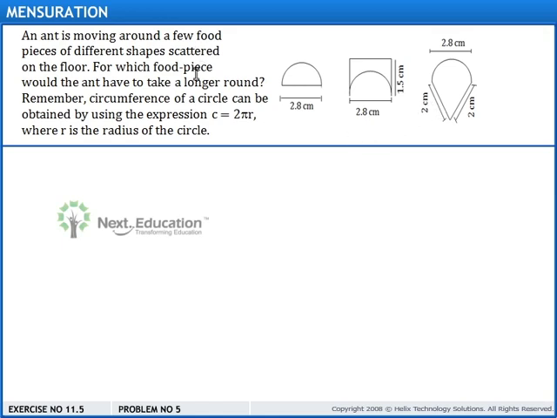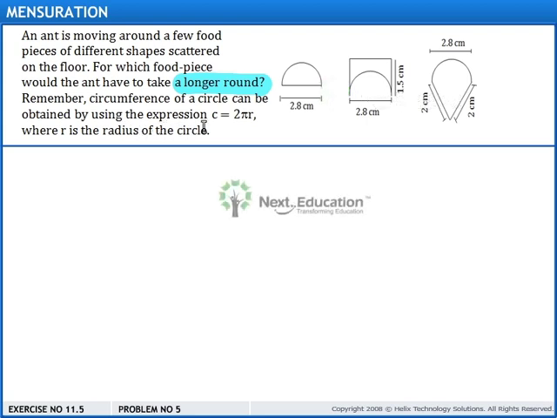A few foot pieces of different shapes are scattered on the floor. For which foot piece would the ant have to take a longer round? For solving this problem, you have to remember that the circumference of a circle can be obtained by using the expression C is equal to 2 pi r, where r is the radius of the circle. So let us begin the solution of this question.